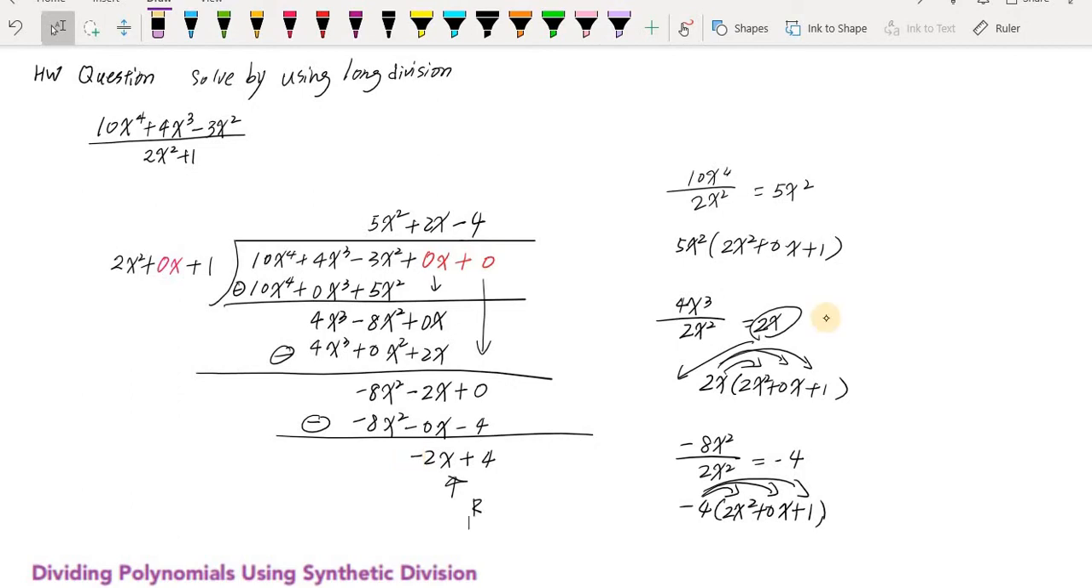Again, for this kind of questions, just remember you need a lot of patience. But the thing is, all you have to do is divide, multiply, subtract, and then bring it down. You just repeat over. Okay?